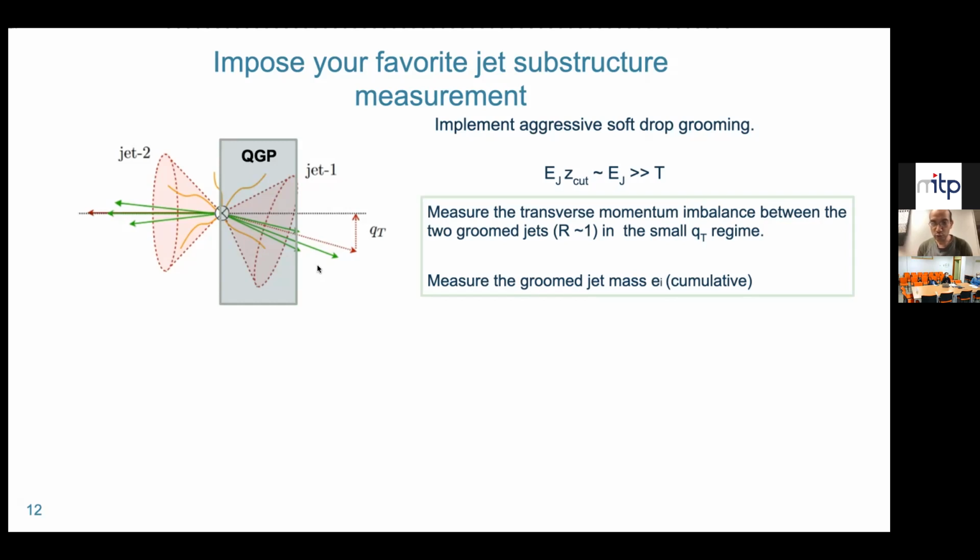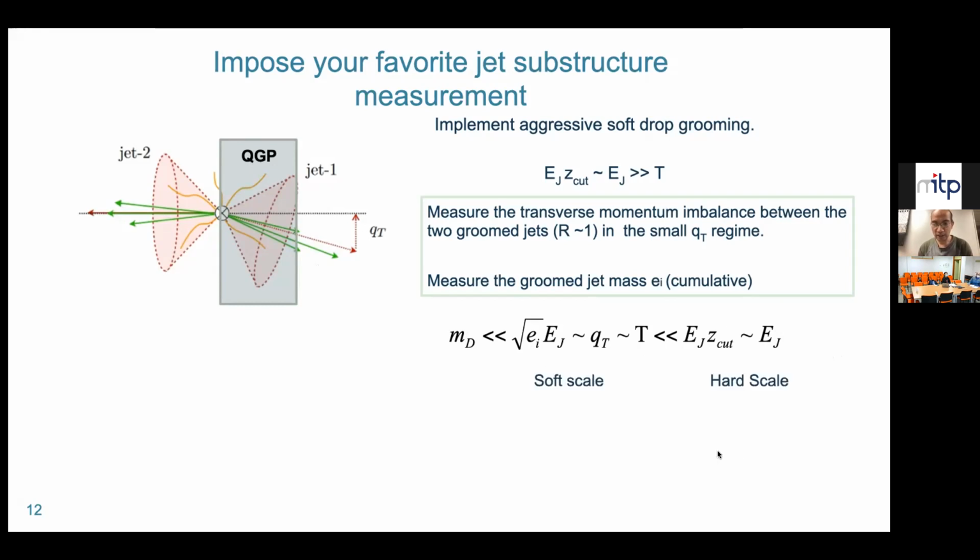So for the EFT to work, I have to choose what is the hierarchy for this measurement scale as well. And given the fact that I'm working in a weakly coupled medium, this is a reasonable hierarchy to choose, in which the measurements that I'm imposing, which are q_T and the jet mass, are roughly of the order of the temperature and much larger than the Debye mass screening scale. On the other hand, they are much smaller than my jet energy scale. So that's the hierarchy that I'll be working in.